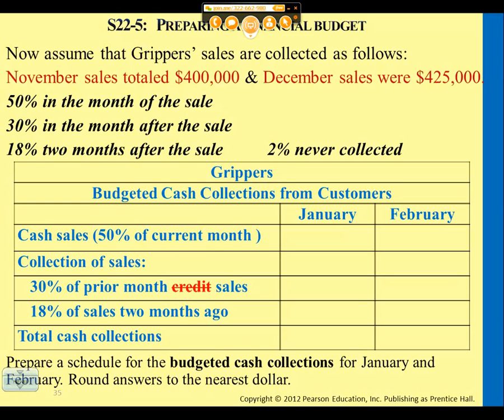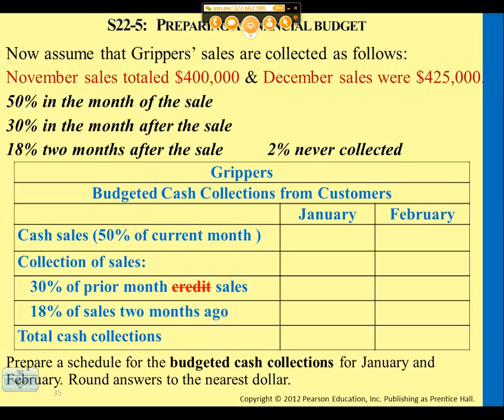Okay, so what do we have here? We want to prepare a schedule for the budgeted cash collections for January and February, and then round answers to the nearest dollar. So pay attention, right? You have in the month of the sale, you have after the sale 2 months and never collected. And you also have your November sales of 400,000 and December of 425.